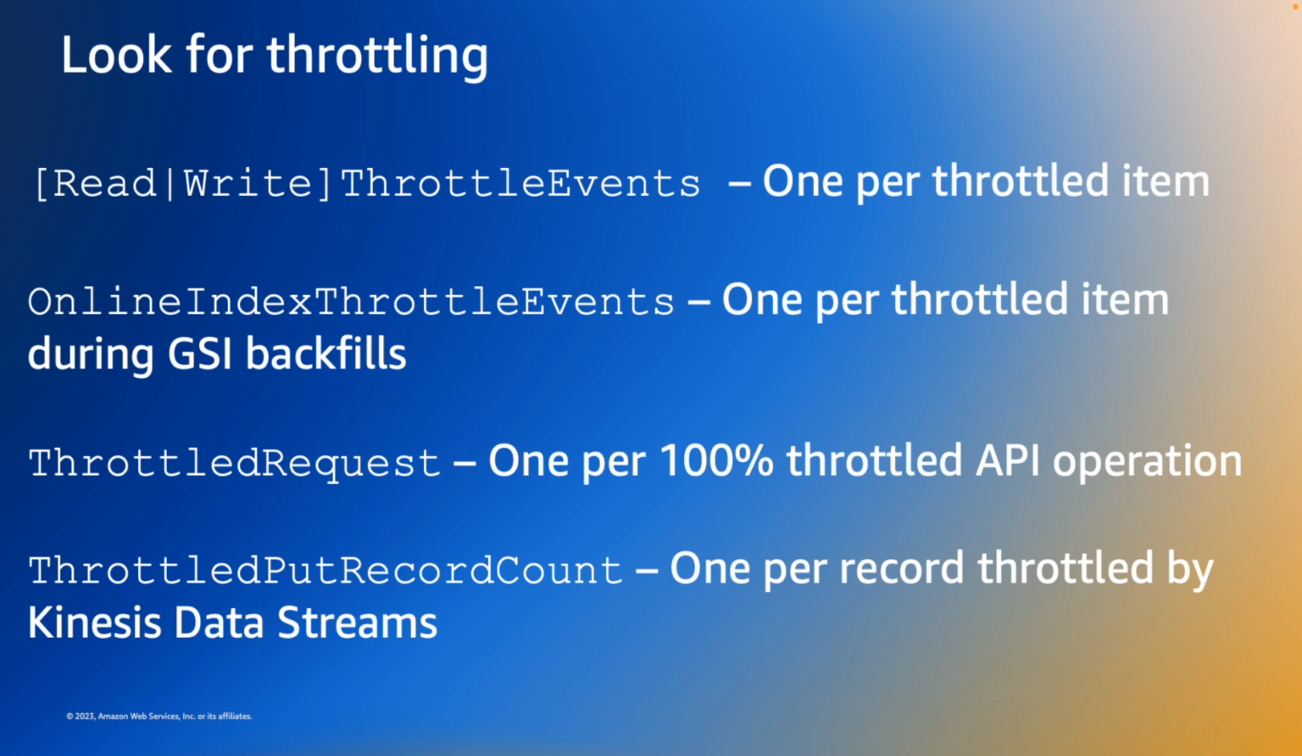Admittedly, throttled request and read and write throttle events really match with the graph I showed you earlier, the heat map. That's what that thing was called. And I just put the Kinesis Data Streams and the GSI backfill metrics in here because I couldn't figure out where else to put them.